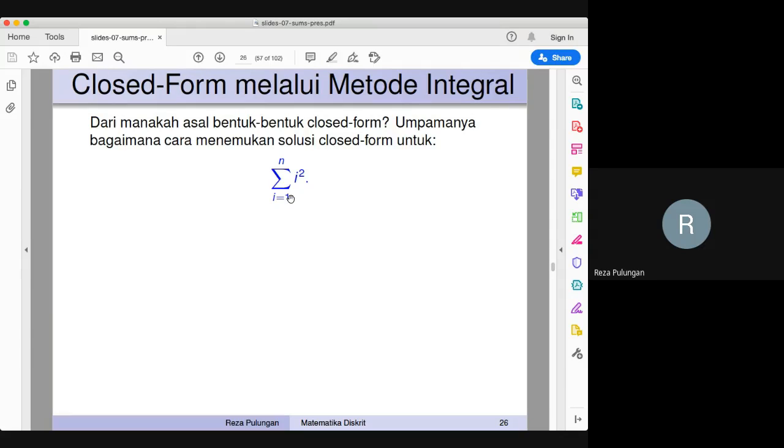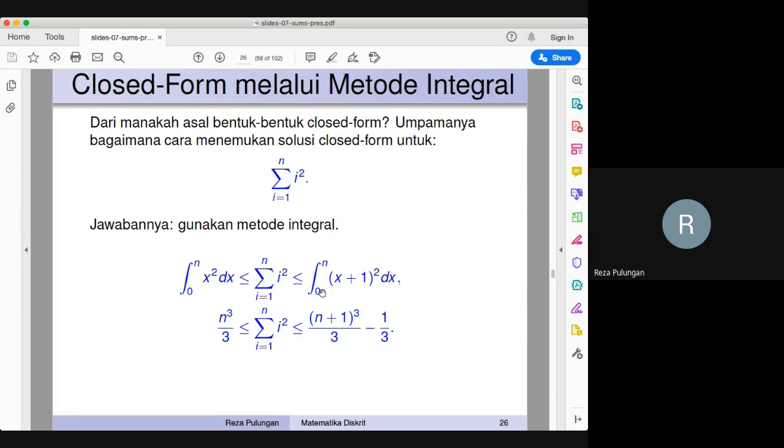Well, one way to answer this is by using the integral method. So how do we do this? Look at this. Like I said before, I've already shown you the formula. So this is our function, f(i) is equal to i squared. So the summation of i equal to 1 until n of i squared. According to the formula that I have given you, the first thing is, what about this function? Is it decreasing or increasing?